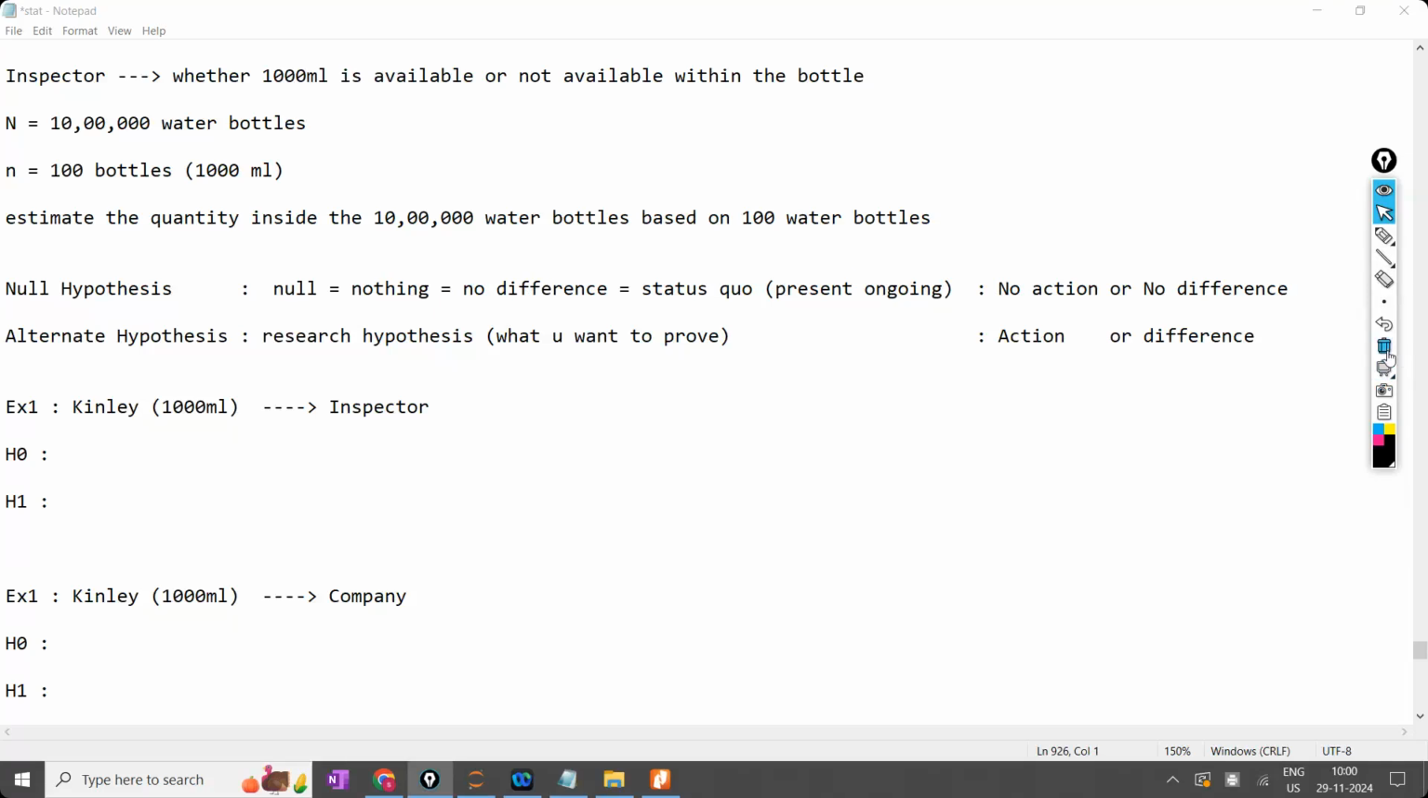Null hypothesis says that there is no difference: before and after your suggestion is implemented, there is no difference. Alternate hypothesis says that there is a difference. If there is a difference, you have to take the action. What action? The suggestion you have given has to be implemented.